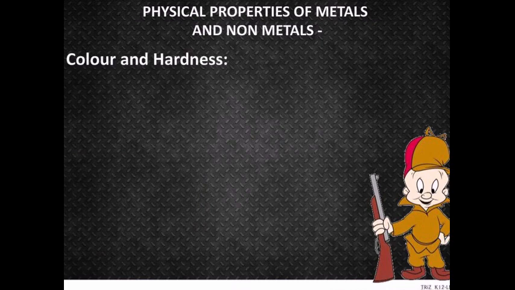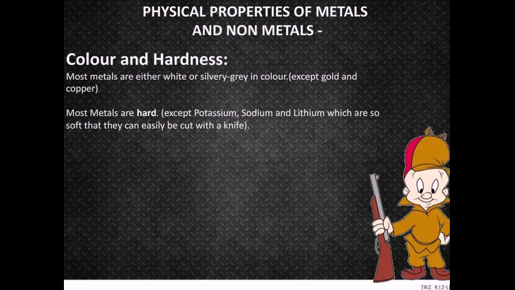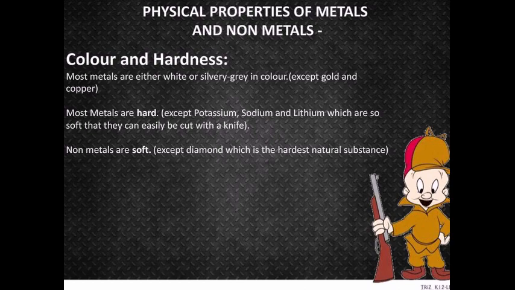Color and hardness. Most metals are either white or silvery gray in color, except gold and copper. Most metals are hard, except potassium, sodium, and lithium, which are so soft that they can easily be cut with a knife. Non-metals are soft, except diamond, which is the hardest natural substance. Non-metals are not malleable.